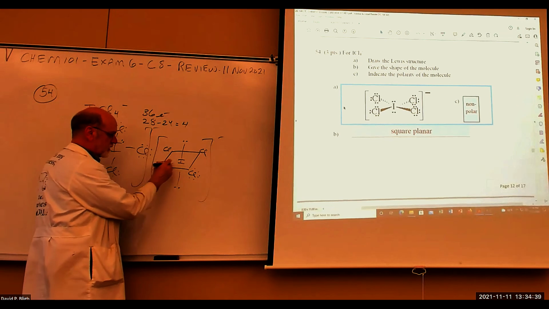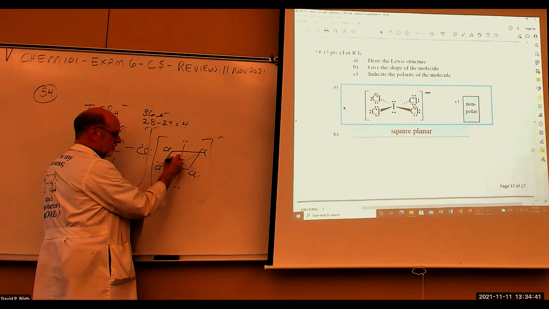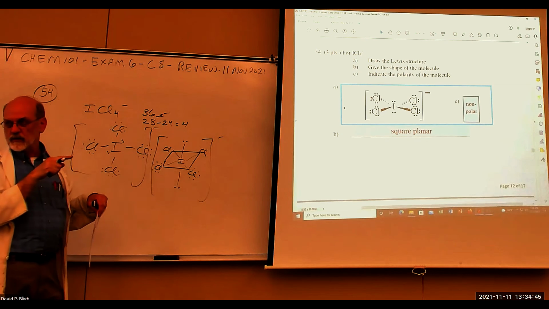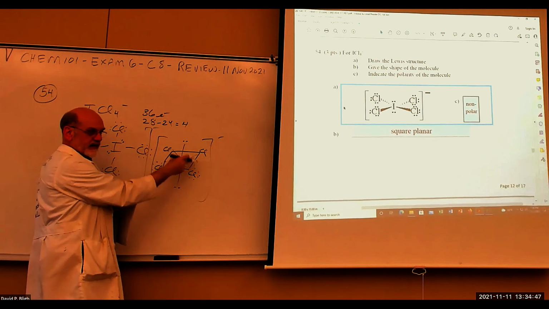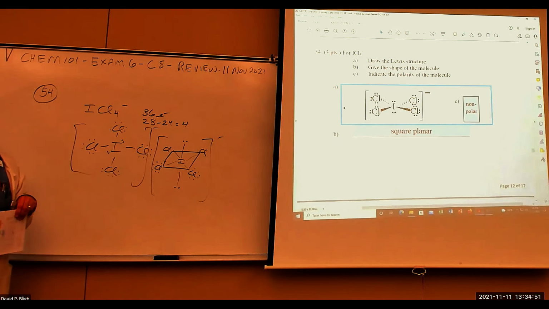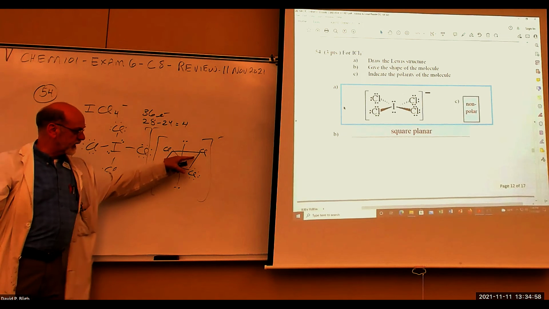All these bonds, they're going to be slightly polar because chlorine is more electronegative than iodine, but they all cancel one another out. And then these lone pairs cancel each other out too. So the entire molecule is nonpolar. And its structure is square planar.